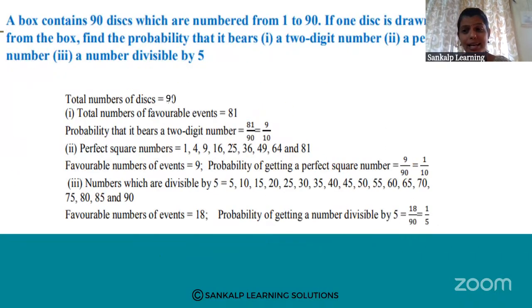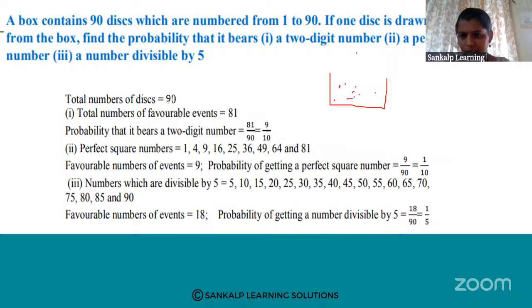Next. A box contains 90 discs. How many discs are there? 90 discs, which are numbered from 1 to 90. If one disc is drawn at random from the box, find the probability that it bears a 2-digit number, a perfect square number, a number divisible by 5. Okay. A box contains 90 discs. One box is there. This box contains 90 discs.